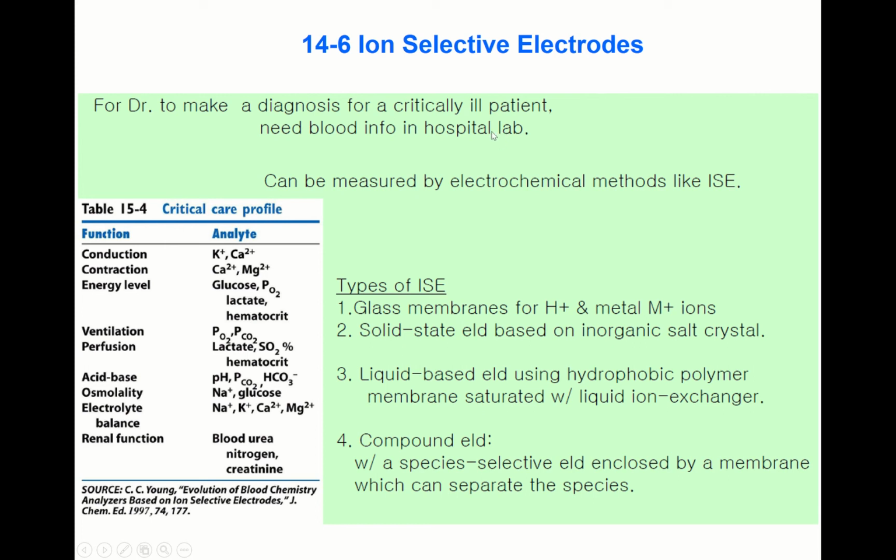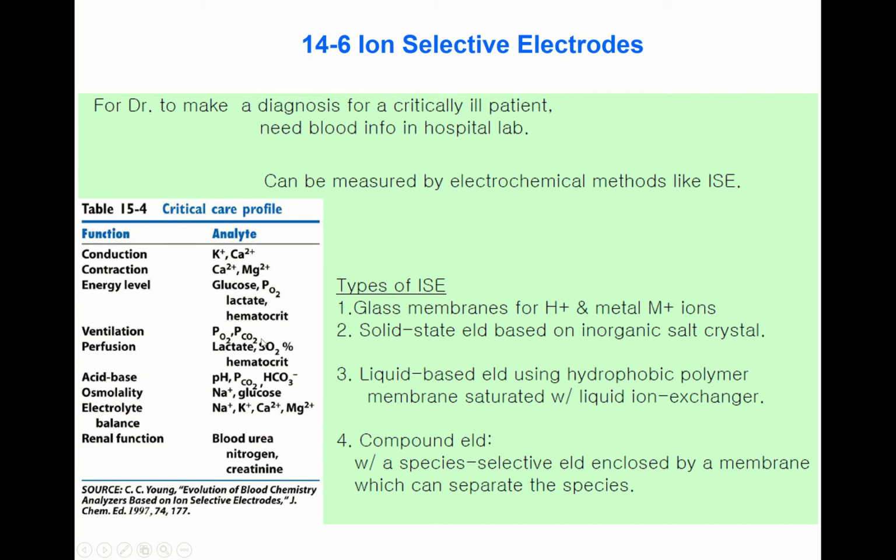Now let's assume a very seriously ill patient is brought into the intensive care unit, and the doctors must take steps to take care of him. But to do that, the doctors need basic information for the patient. So for the purpose, ion selective electrodes may be used to measure, for example, the potassium ion concentration, and glucose, and so on.